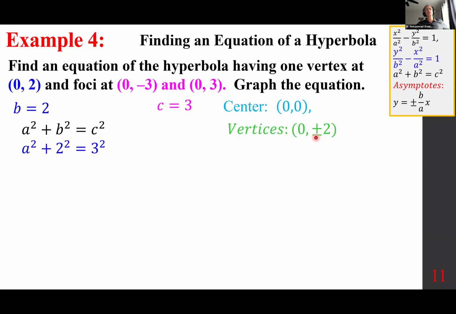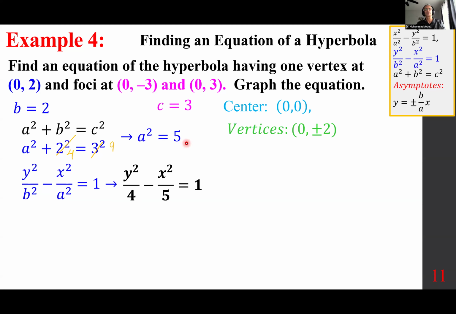Now, let's use a squared plus b squared equals c squared, and a is missing. 4, 9. So a squared must be 5. Because the vertices and the foci are along the y-axis, we are using this formula, everybody: y squared over b squared minus x squared over a squared equals 1. And we get y squared over 4 minus x squared over 5, because a squared is 5, equals 1. So that's the equation.